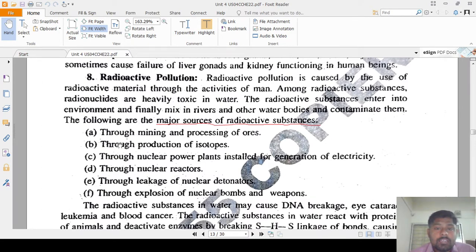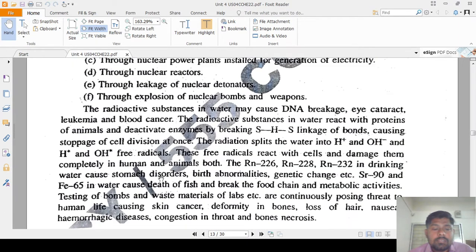Through the production of isotopes, through nuclear power plants installed for generation of electricity, through nuclear reactors, through leakage of nuclear detonators, through explosion of nuclear bombs and weapons. So, those are the major sources of radioactive substances which are added into the water and may make it polluted. What are the effects? Radioactive substances in the water may cause DNA breakage, eye cataract, leukemia and blood cancers.